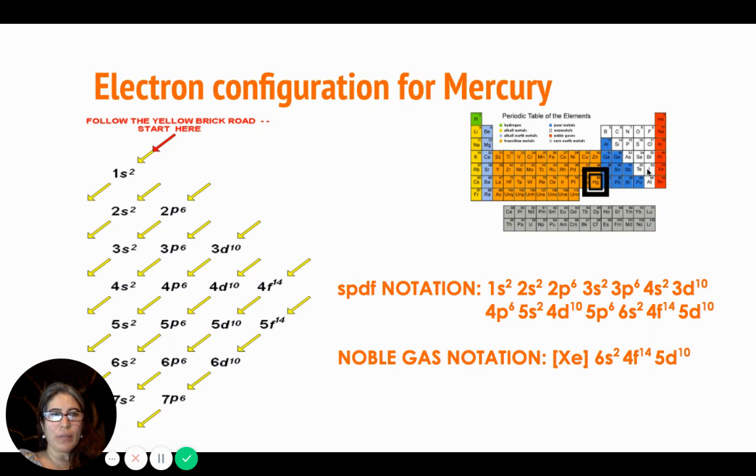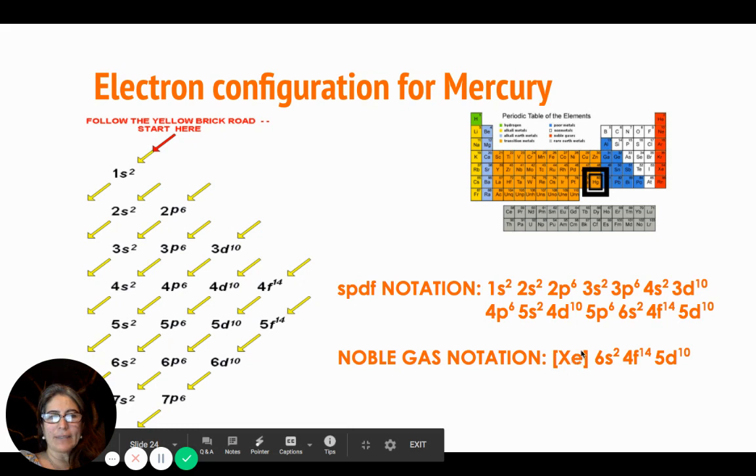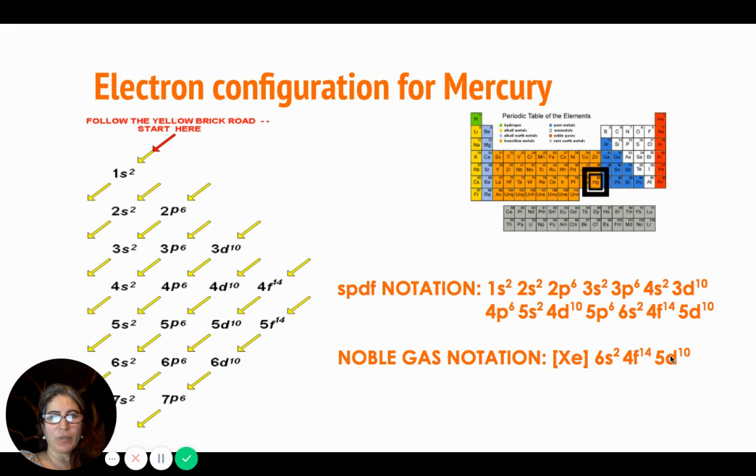You're going to go to the previous noble gas, in this case xenon, and you're going to notice that xenon has 54 electrons. So you're going to notice that it goes from 1s2 all the way to 5p6. So instead of writing all of that, you place all that notation in brackets as xenon, and then you continue with whatever is left. And that's the noble gas notation for mercury.